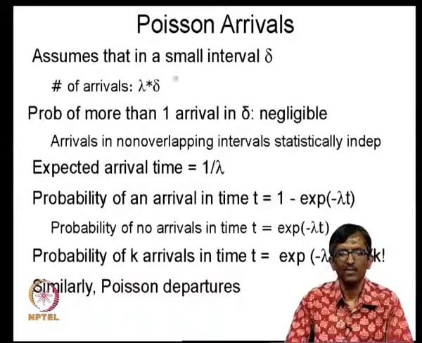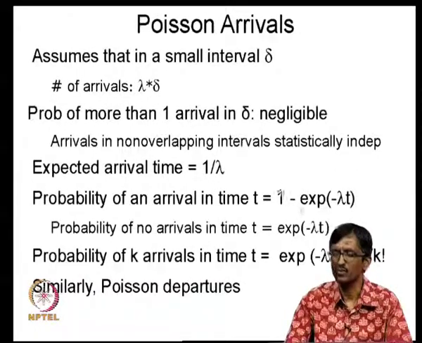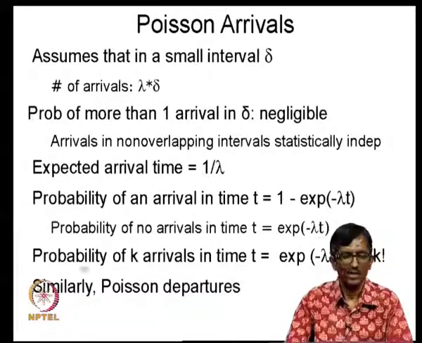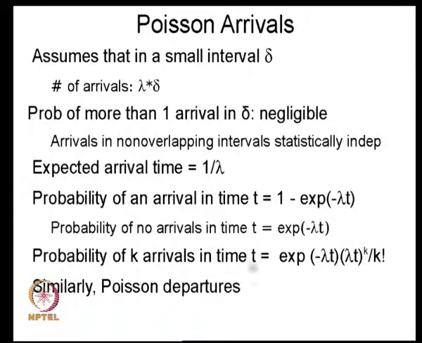If lambda is the arrival rate, the expected inter-arrival time is 1 by lambda. And the probability of an arrival in time t, given this Poisson process, can be derived as 1 minus exponential of minus lambda t. I am not going to go into it. Therefore the probability of no arrival is exponential of minus lambda t. And you can also derive that the probability of k arrivals in time t is the same as this, but with lambda t to the power of k divided by factorial k.